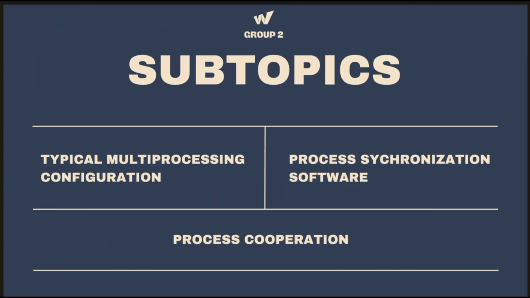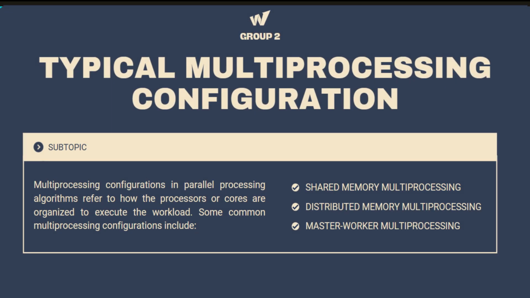Here are the subtopics for the parallel processing code. The first one is the typical multiprocessing configuration, followed by process synchronization software, and lastly the process cooperation. And here are the three subtopics for the typical multiprocessing configuration. The first one is shared memory multiprocessing, followed by distributed memory multiprocessing, and lastly the master worker multiprocessing.